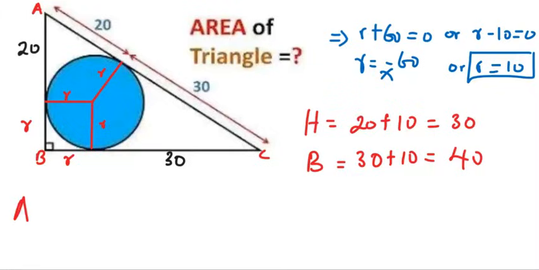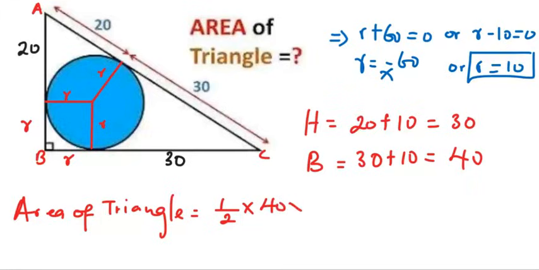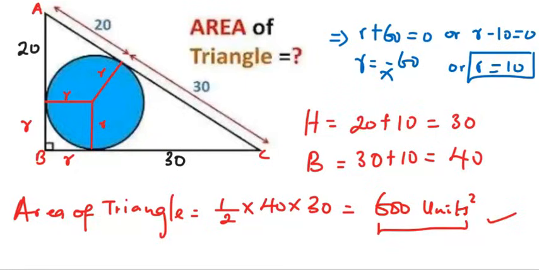Therefore, the required area of the triangle is going to be equal to half times the base. The base here is 40 times the height, which is 30. So this is going to be 20 times 30, which is going to give us 600 units squared. So this right over here is our correct answer.